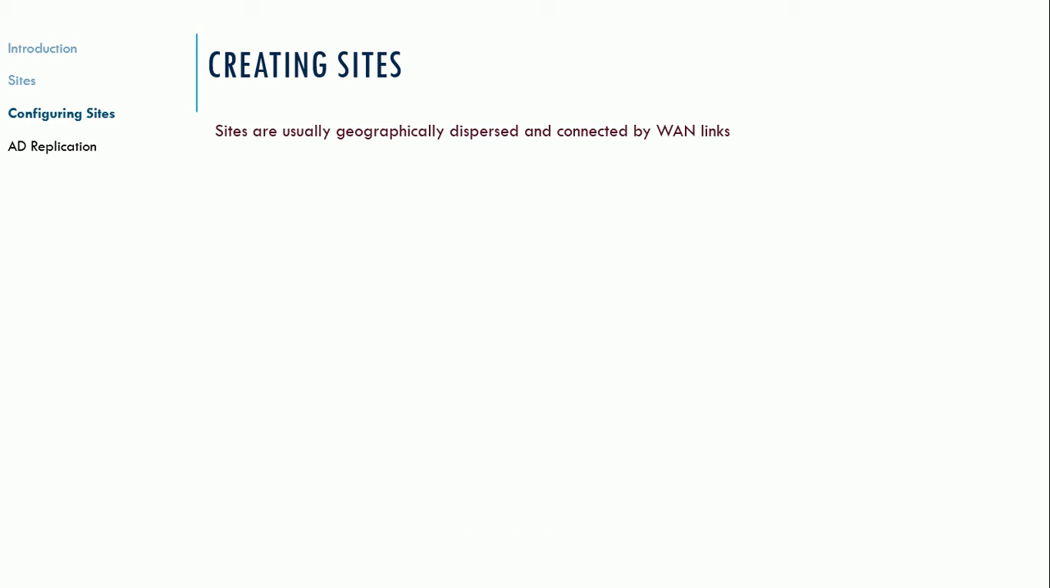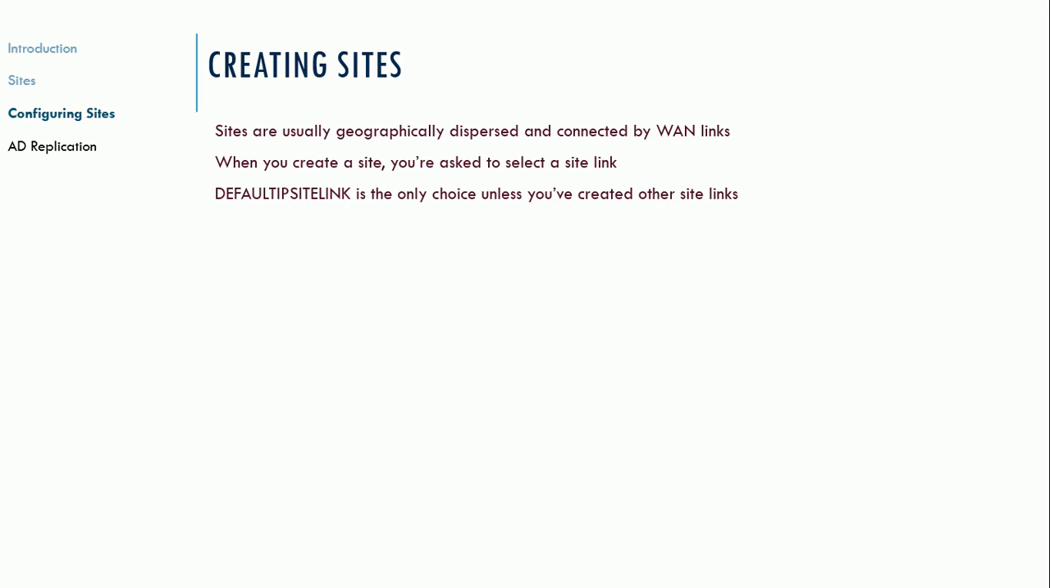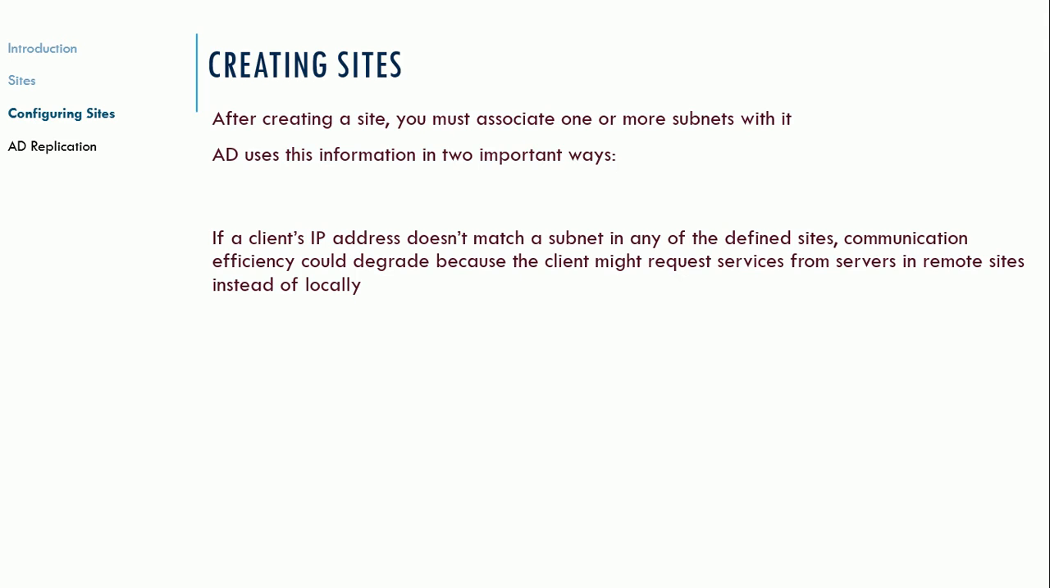Sites are usually geographically dispersed and connected via WAN links. So when you create a site, you're asked to select a site link. In other words, when you create a new site, you have to tell it what site link belongs to that site. And the default site link is the only choice unless you've created additional site links, which of course is advisable. You'd want to create those additional site links. After you create a site, you have to associate it to subnets. So you would define which subnets belong to that site.